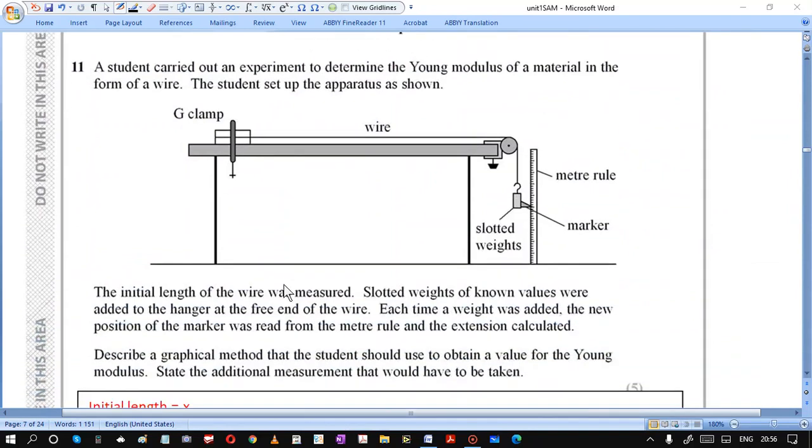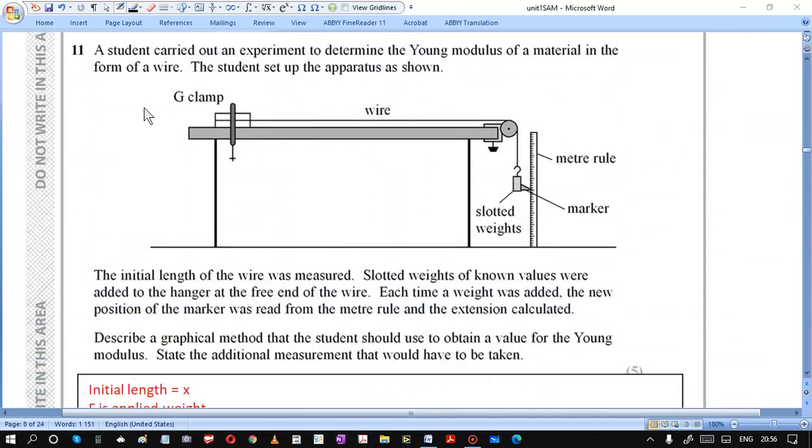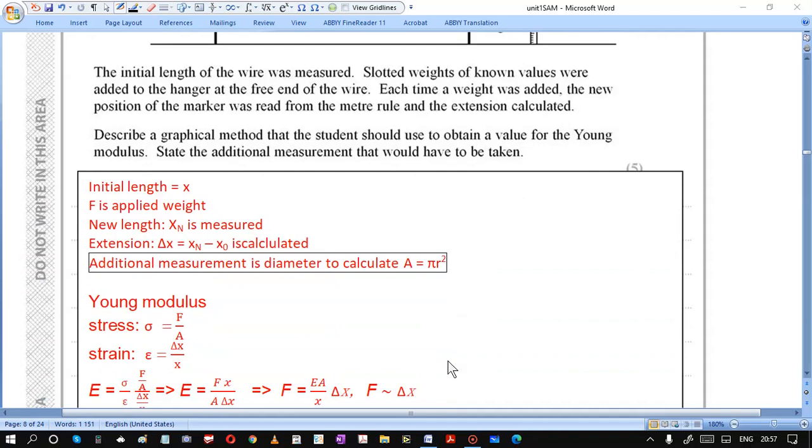Section B. Question 11. A student carried out an experiment to determine the Young modulus of a material in the form of a wire. The student set up the apparatus as shown. The initial length of the wire was measured. Slotted weights of known values were added to the hanger at the free end of the wire. Each time a weight was added, the new position of the marker was read on the meter rule and the extension calculated. Describe a graphical method that the student should use to obtain a value for the Young modulus. State the additional measurements that would have to be taken.